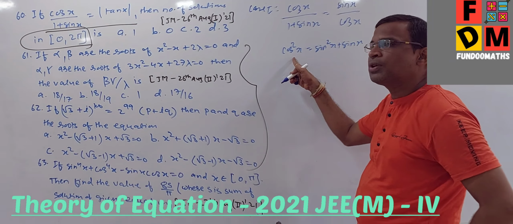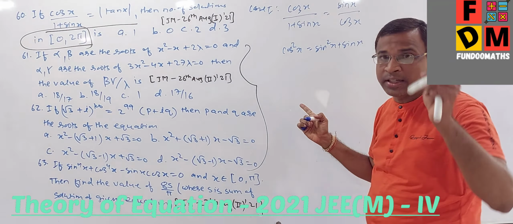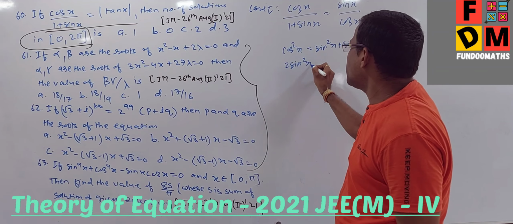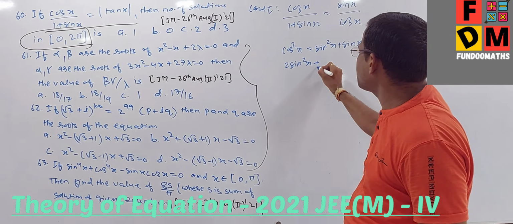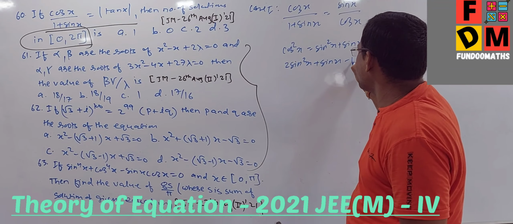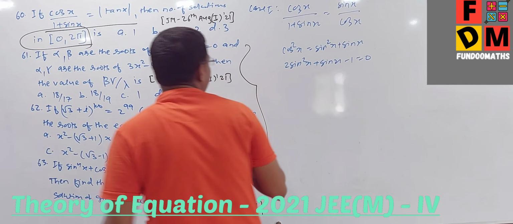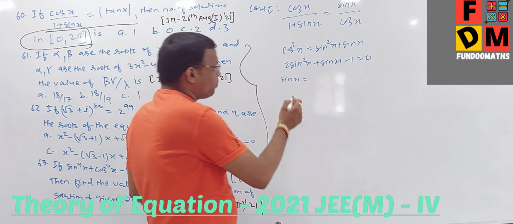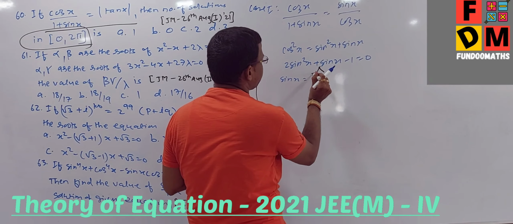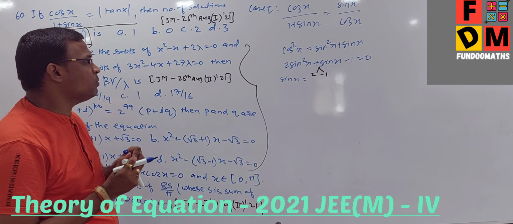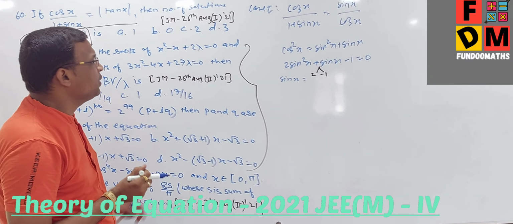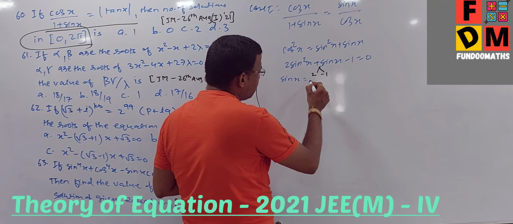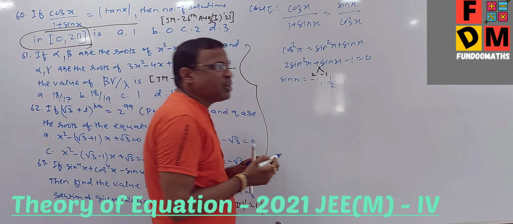I can write this cos square x as 1 minus sin square x, so that I can get a quadratic. So 1 minus sin square x, and the minus sin square x goes to this side, so it becomes 2 sin square x plus sin x, and that 1 shifted as minus 1. So we are getting a quadratic in sin x. You can split this: plus 2 minus 1 is a split you can have. So what is the answer we are going to get? Sin x will be equal to minus 1 and 1 by 2.